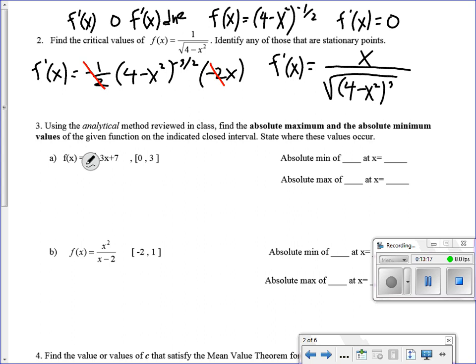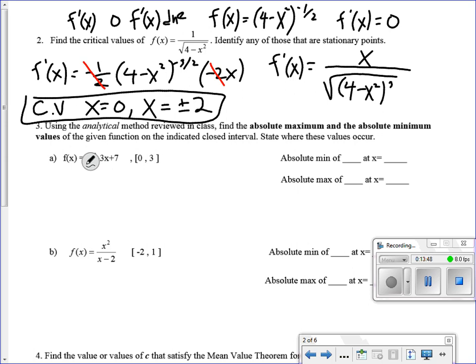So critical values are where the derivative is 0. That's when the numerator is 0. So let's identify our critical values. To get the critical values, you want to see where the derivative is 0. Numerator would be 0 when x equals 0. Or when the derivative is undefined. That's when the denominator is 0. The denominator equals 0 when x equals plus or minus 2. So we have 3 critical values.